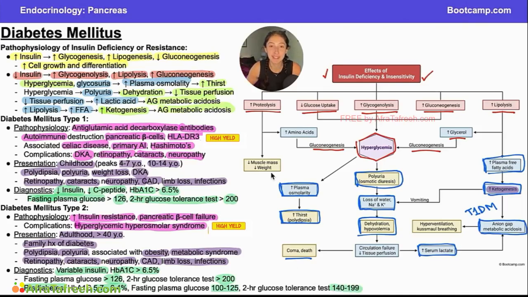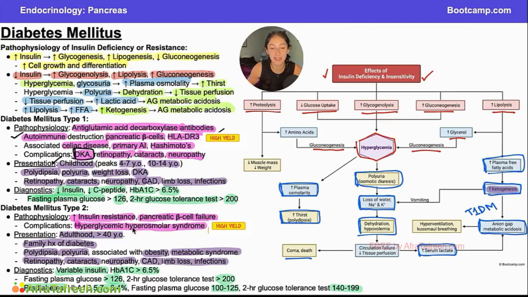I know that was a lot of information. Let's quickly recap some top points that I want you guys to remember for step 1. Type 1 diabetes presents in childhood. It is associated with this HLA DR3 and DR4 serotype. It is an autoimmune process, and it is the one that is going to be associated with DKA.